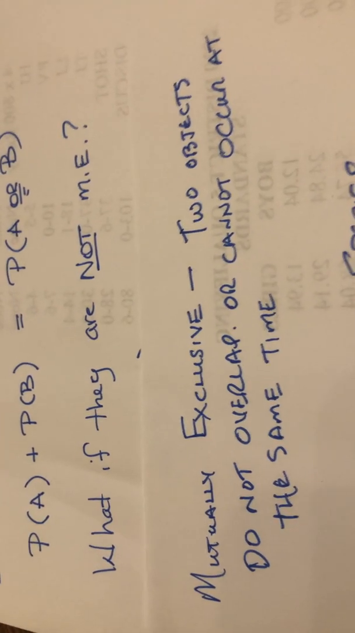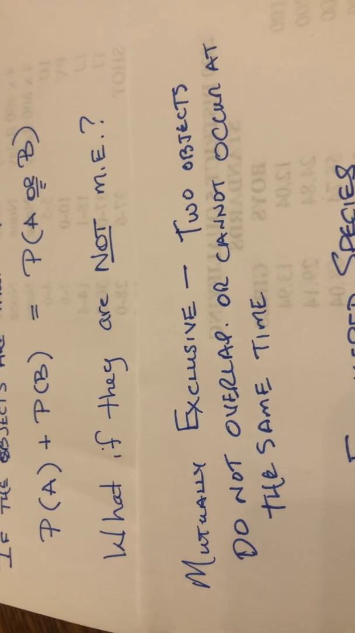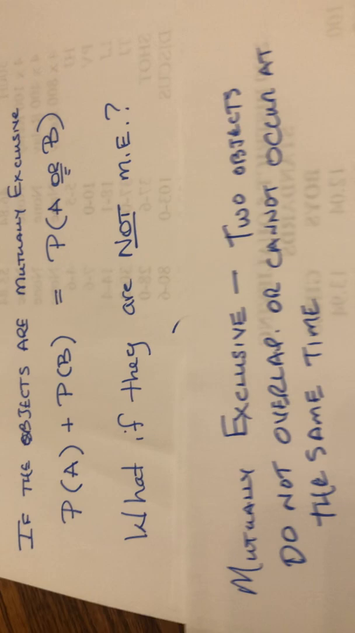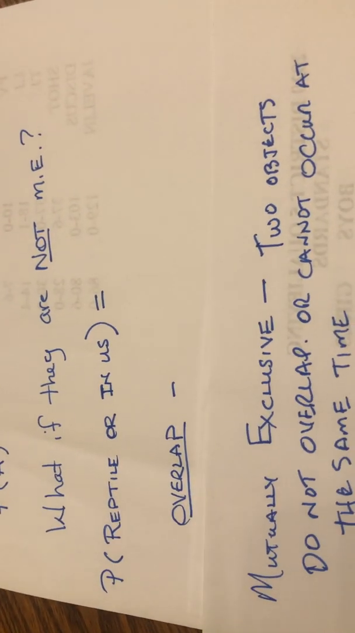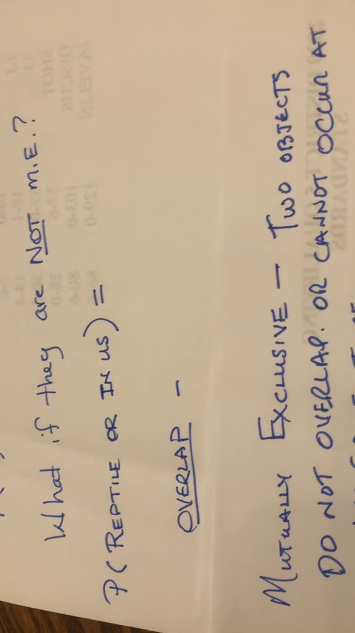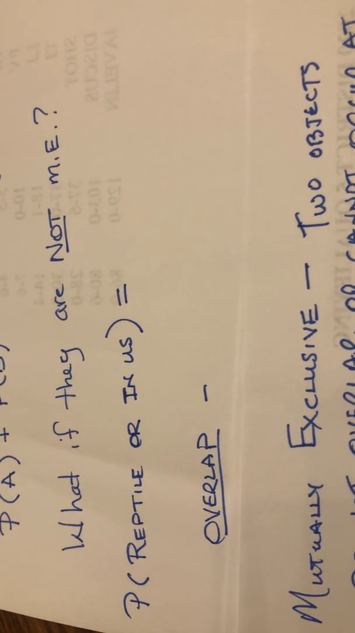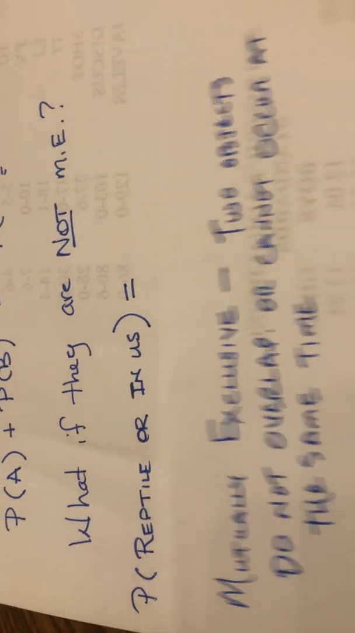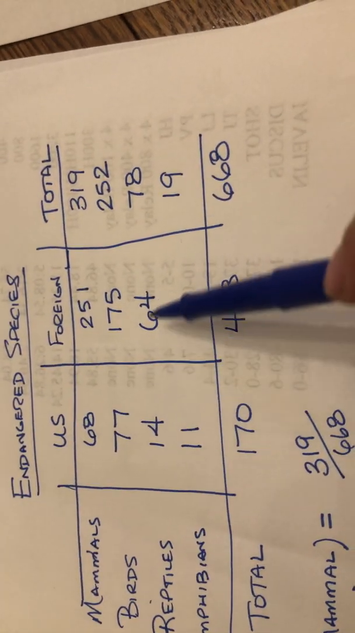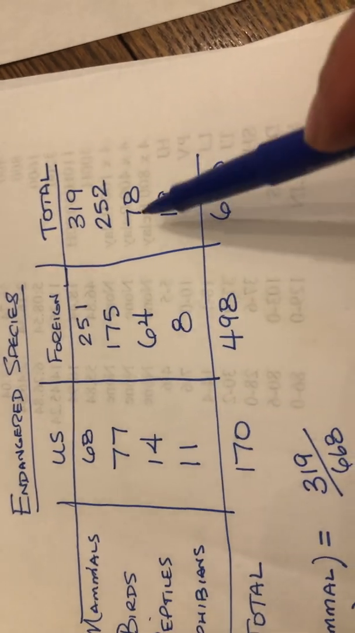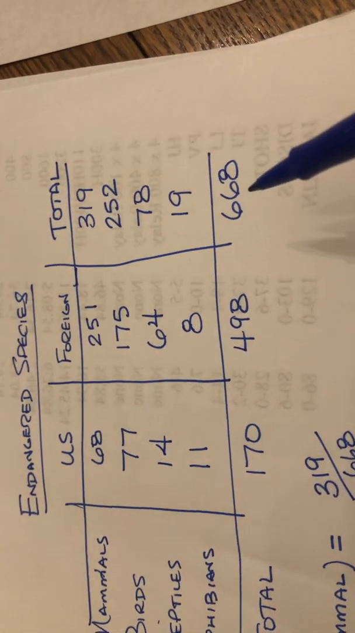What if they are not mutually exclusive? All right, so what if there is something that is in common? What if they do overlap? An example of this would be, what is the probability of it being a reptile or it being something that's in the United States? Well, if I go back and look at my table real quick, there are 78 total reptiles. So the probability of being a reptile is 78 out of 668.